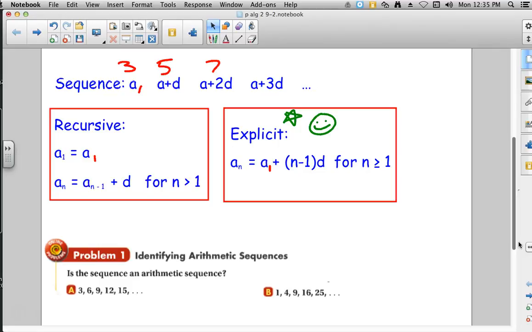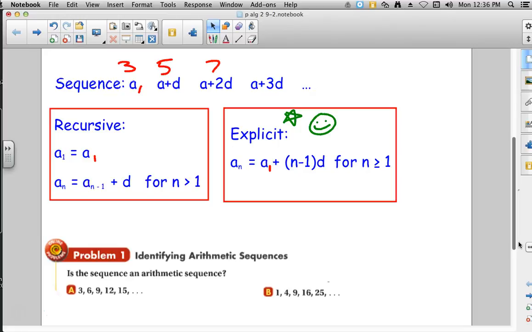What do we need to write these formulas? What are the two things? What do we need to put in the formulas? A sub 1 and d, the first term and the common difference.